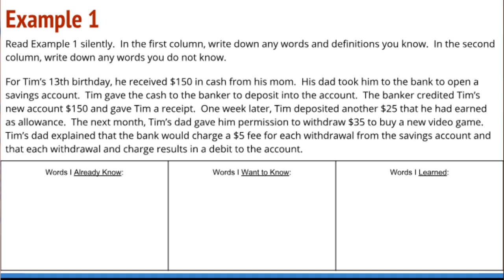For Tim's 13th birthday, he received $150 in cash from his mom. His dad took him to the bank to open a savings account. Tim gave the cash to the banker to deposit into the account. The banker credited Tim's new account $150 and gave Tim a receipt. 1 week later, Tim deposited another $25 that he had earned as an allowance. The next month, Tim's dad gave him permission to withdraw $35 to buy a new video game. Tim's dad explained that the bank would charge a $5 fee for each withdrawal from the savings account, and that each withdrawal and charge results in a debit to the account.